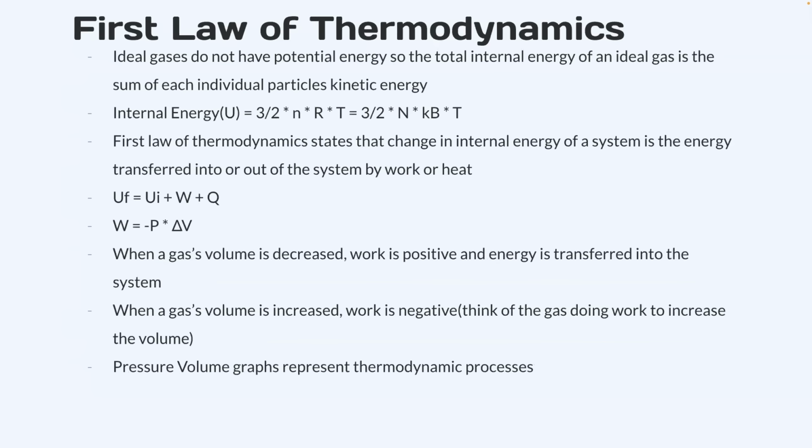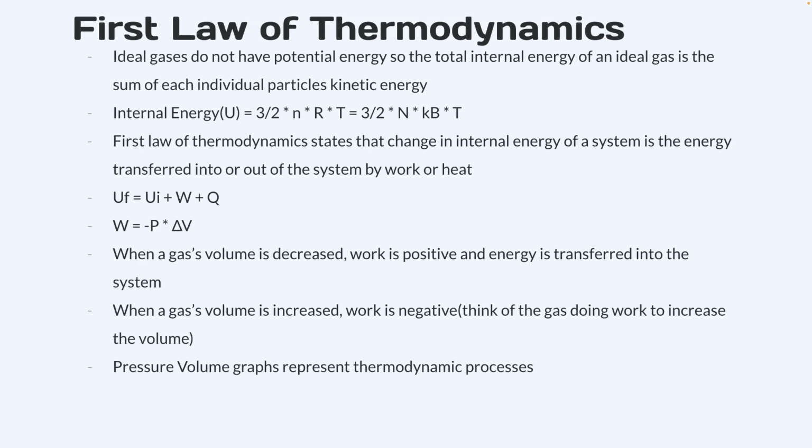The first law of thermo. First, you need to know that ideal gases cannot have potential energies because there's no reference point. Therefore, the total internal energy of an ideal gas is just the total kinetic energy. Therefore, the internal energy is equal to 3/2 nRT, which is equal to 3/2 N k_B T. As we mentioned, this is the total kinetic energy of a gas.